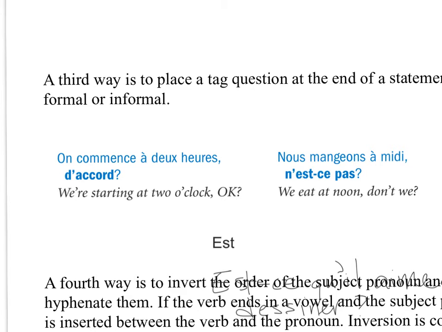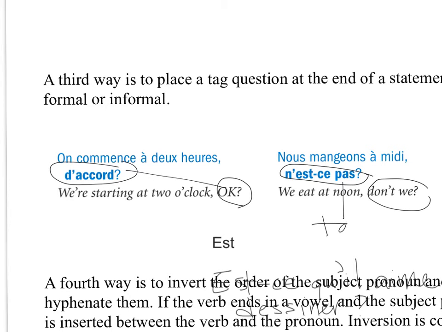Okay, so a tag is an expression such as d'accord. So we're starting at 2 o'clock, okay? That's my tag. It's like confirming, okay? We eat at noon, don't we? N'est-ce pas? That's your tag. This is called a tag. Nous mangeons à midi, n'est-ce pas? So that's the third way you can make a question.